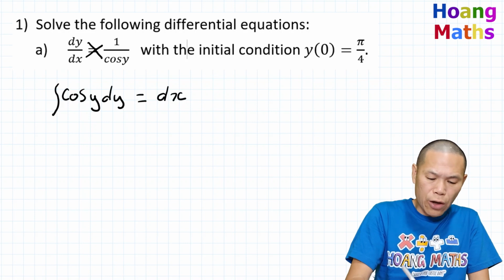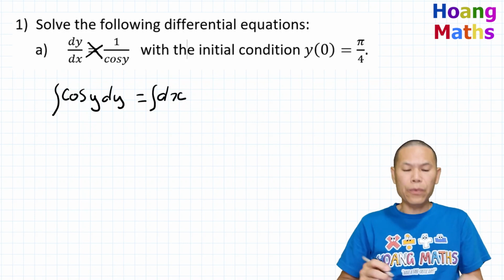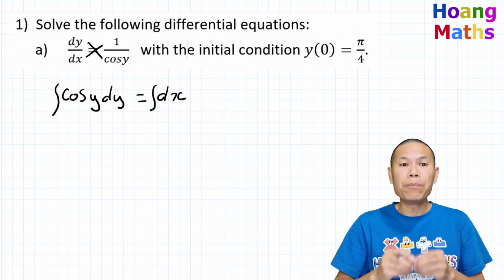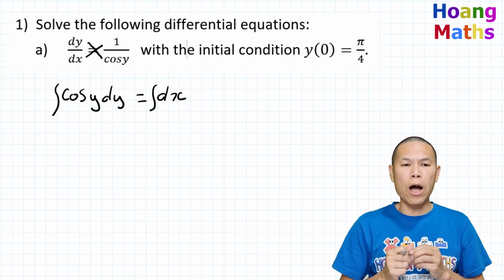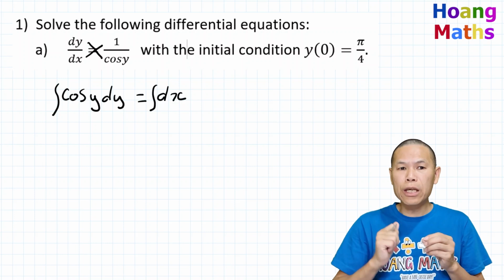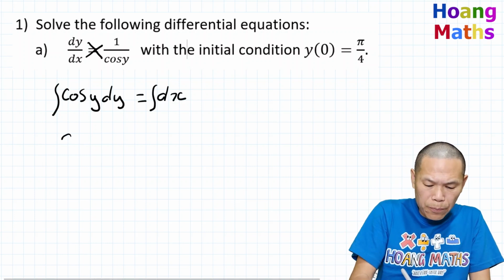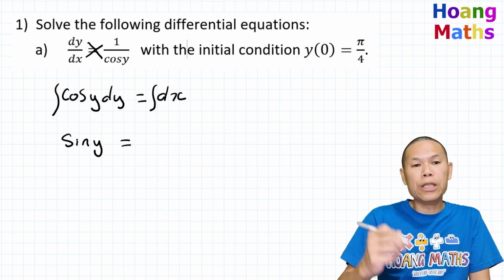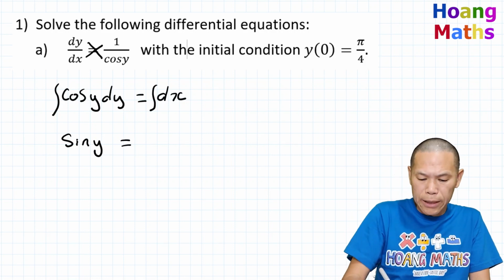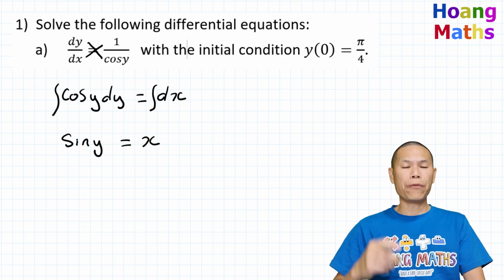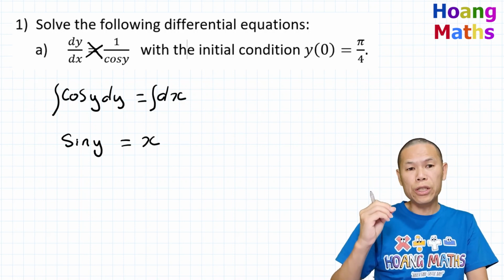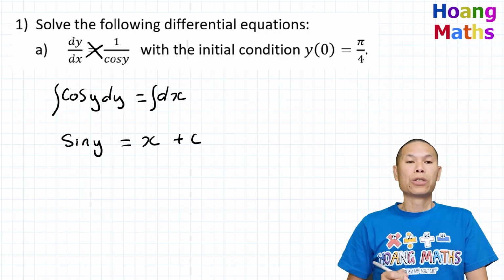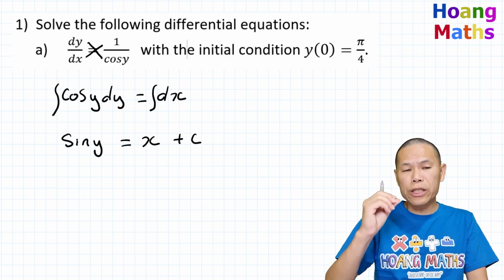If I integrate on this side, I do the same thing on the right hand side. So integrating cos of y will give me sine of y, because when we differentiate sine, it gives cos. So that will give me sine of y is equal to the integral of dx, which gives me x. Now that we've finished integrating, we need to add a constant, that is c. Don't forget. So now we need to find the constant c.